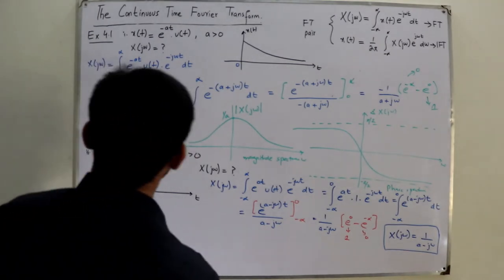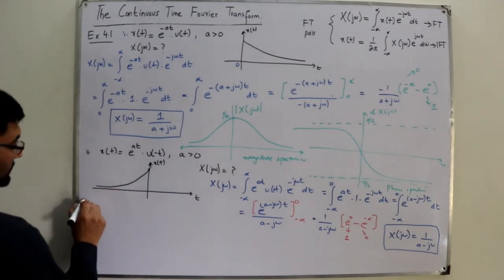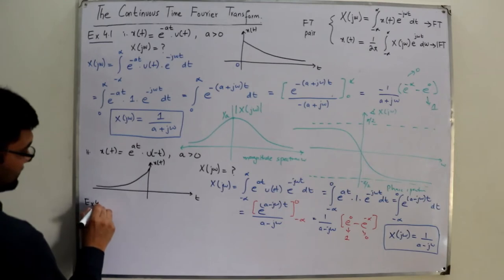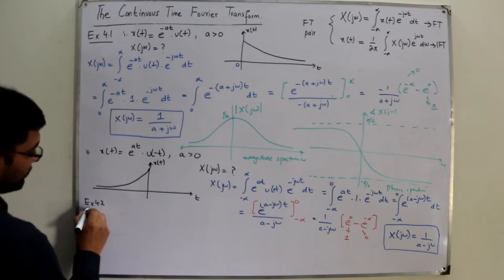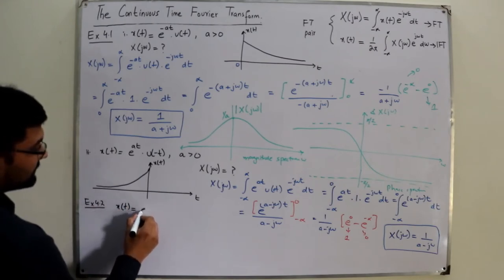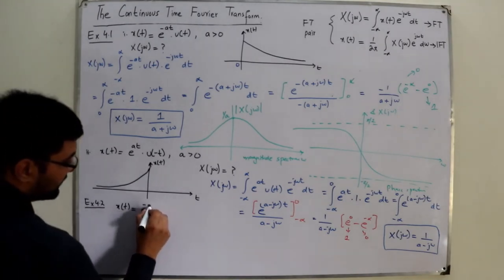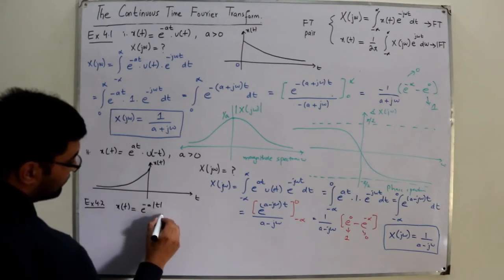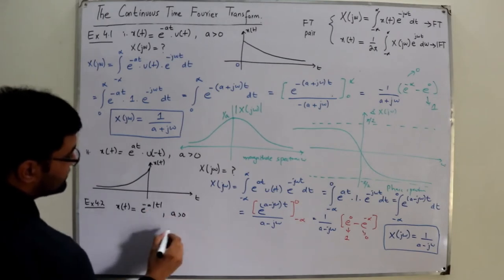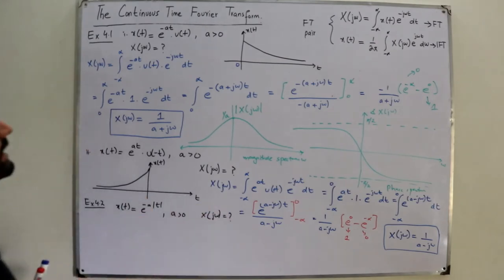Okay, so the next is example 4.2. The book has named it; I name it the same, the third part of this. Basically, this is the same example, but the book has named it example 4.2. And in this case, now my x of t is equal to exponential of negative a and the absolute of t, and a is given to be 0, and x of j omega is unknown.